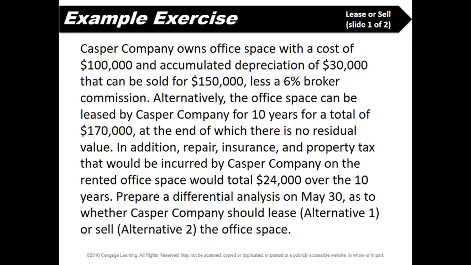Casper Company owns office space with a cost of $100,000 and accumulated depreciation of $30,000. It can be sold for $150,000, less a 6% broker commission. Alternatively, the same office space can be leased by Casper Company for 10 years for a total of $170,000, at the end of which there is no residual value. In addition, there would be repairs, insurance, property tax that would be incurred by Casper Company on the rented office space, and that would total about $24,000 over the 10 years. So we're going to prepare a differential analysis as to whether they should lease, which is alternative 1, or sell the office space, which is alternative 2.